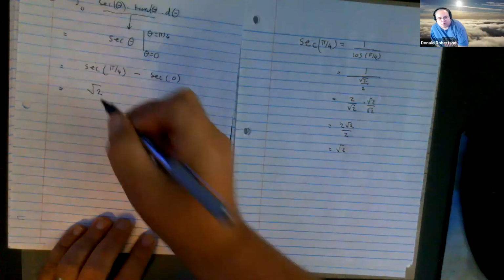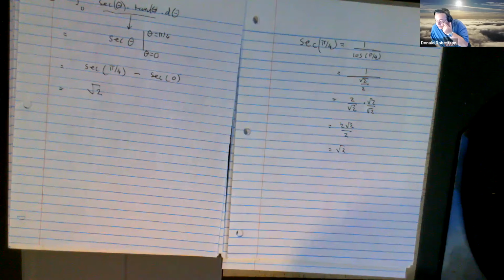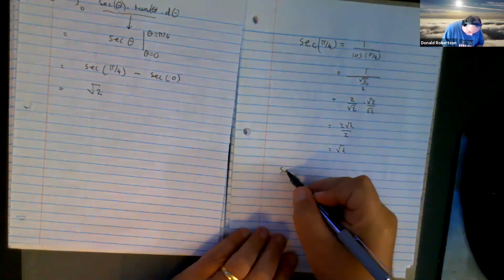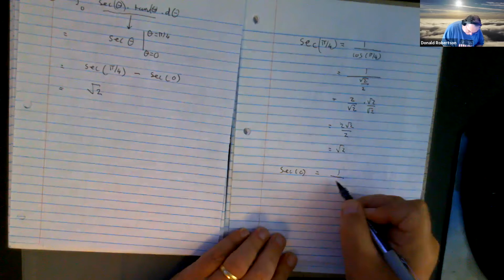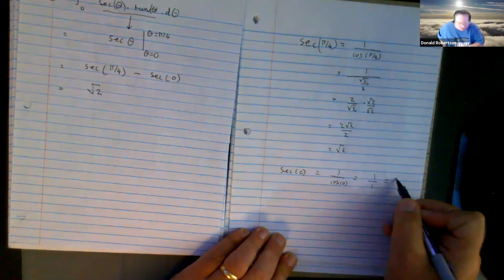Did you see how much work was involved in making that a nice answer? It wasn't just I'll hit the button on my calculator and see what kind of decimal comes out. That's not good. Secant of 0 is going to be much easier because it's going to be 1 over the cosine of 0. Cosine of 0 is 1, so you're just going to get 1. That's the final answer.